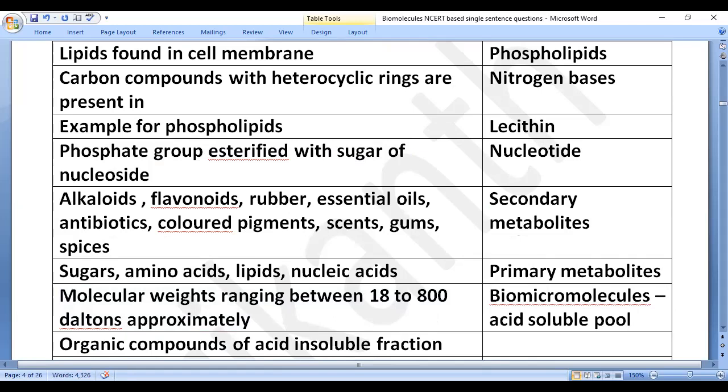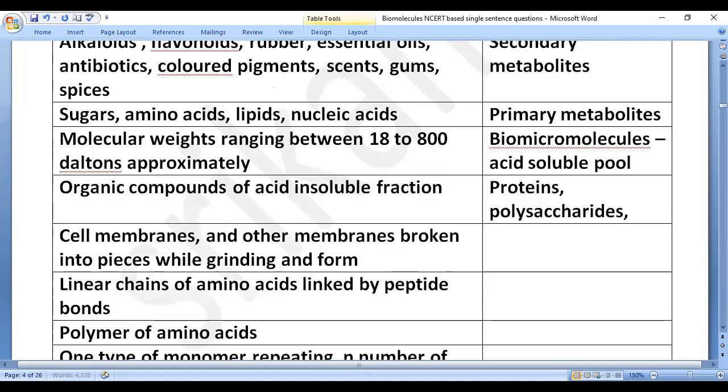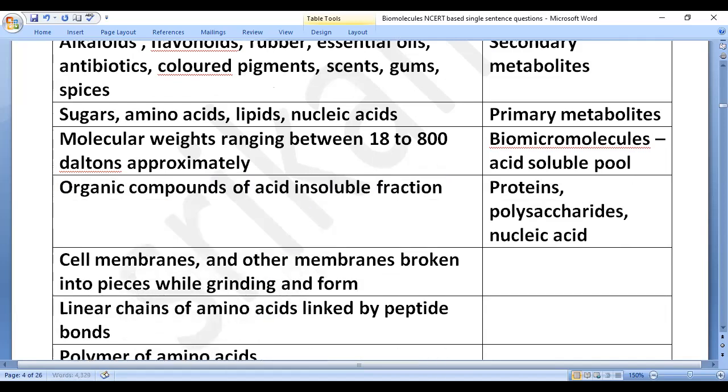Organic compounds of the acid insoluble fraction: proteins, polysaccharides, nucleic acids, and lipids. Cell membranes and other membranes are broken into pieces while grinding and form vesicles.